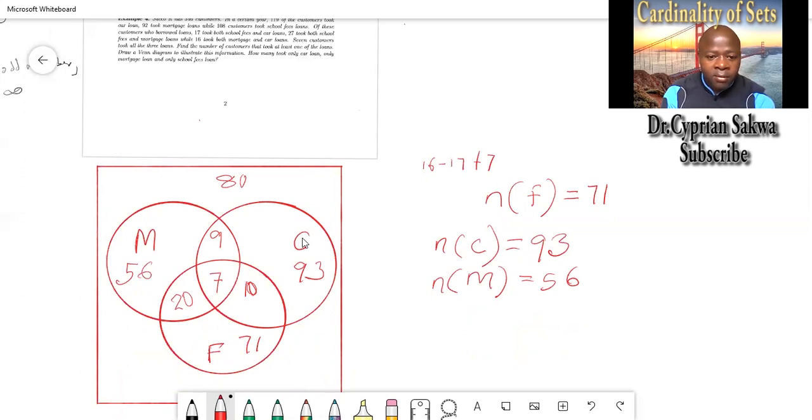I began by putting those that took all the loans, and then came to the intersections, those that were sharing, who took two loans. Then from there we came to those that took one loan each. That's about cardinality. So we looked at the cardinality of sets, the number of elements in a set, and we come up to this point where we looked at the number of elements in the union of sets.